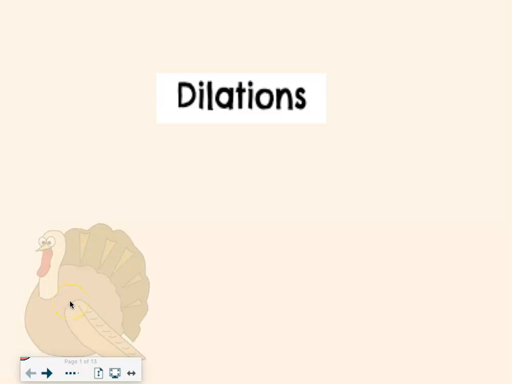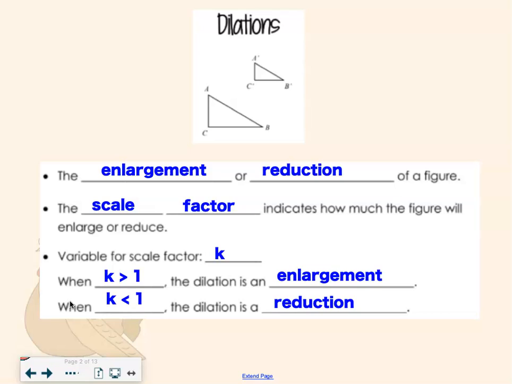Make it smaller or bigger. And it's super easy how we do that. So if we make it bigger, we call it enlarging. And if we make it smaller, it's a reduction. Our scale factor is what tells us how big or small we go.